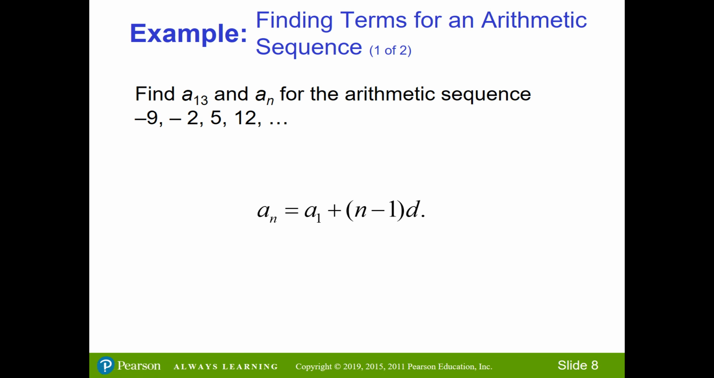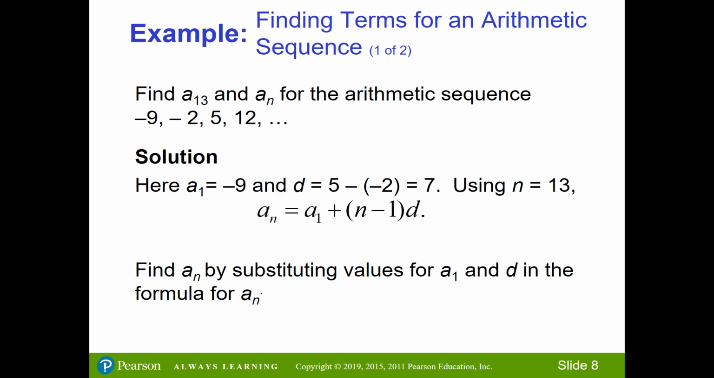Okay, so let's find A13 for the arithmetic sequence, negative 9. Now notice here, my first term is negative 9, and the common difference is 5 minus negative 2, so 7. So using n equals 13, A13 equals A1, negative 9, plus n, okay, so my n is 13, so 13 minus 1 times that difference of 7. So negative 9 plus 12 times 7, which is 84. So 75 is my 13th term.